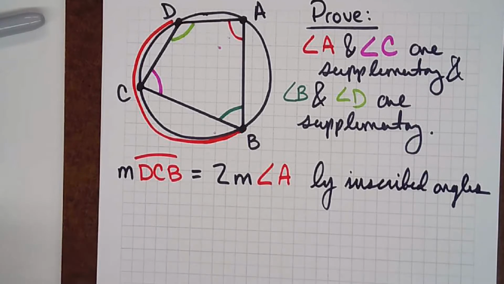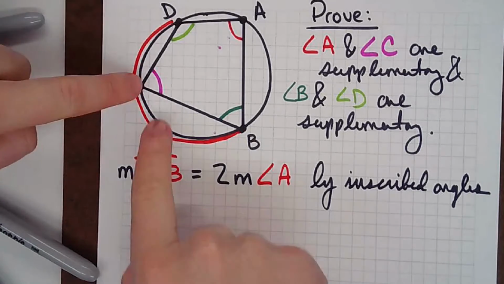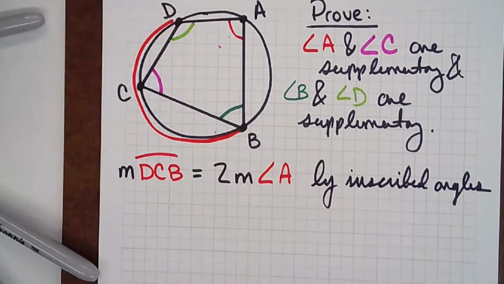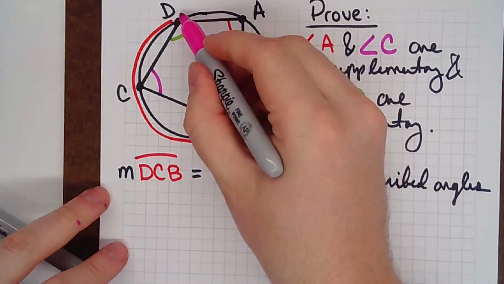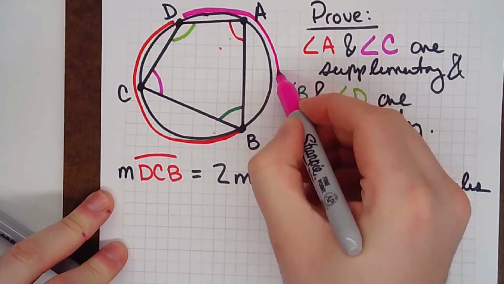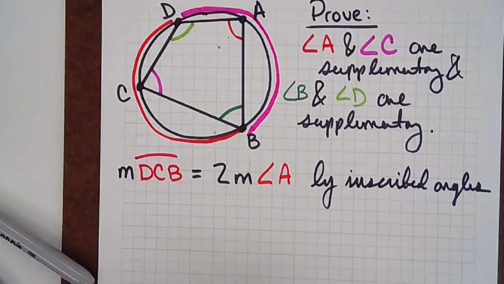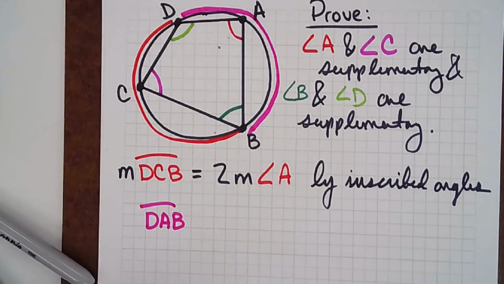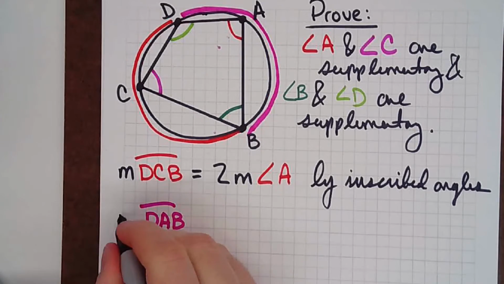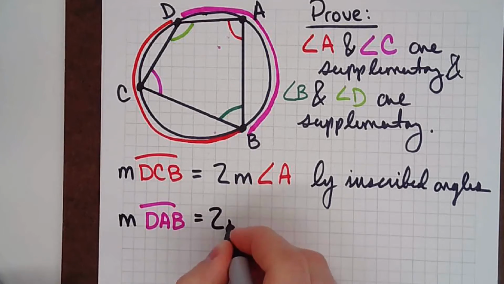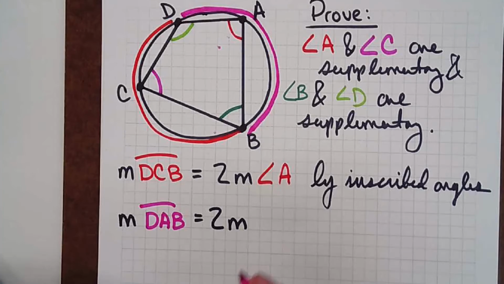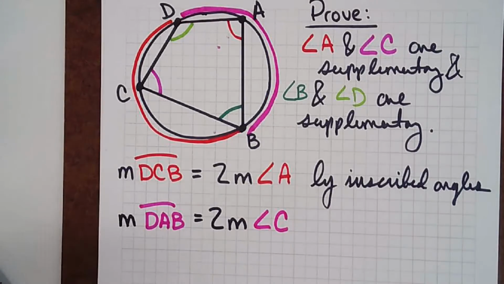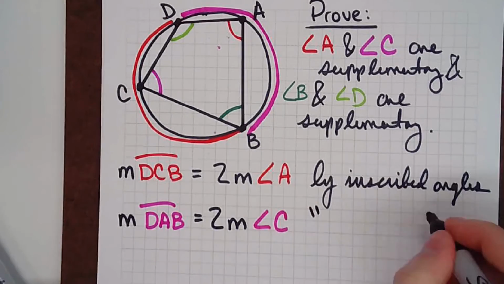And you'll notice that its opposite angle, angle C, is also an inscribed angle. And it opens up into this arc, arc DAB. All right, so we've got arc DAB. And we know that's going to be double the measure of angle C. Again, by inscribed angles, right?